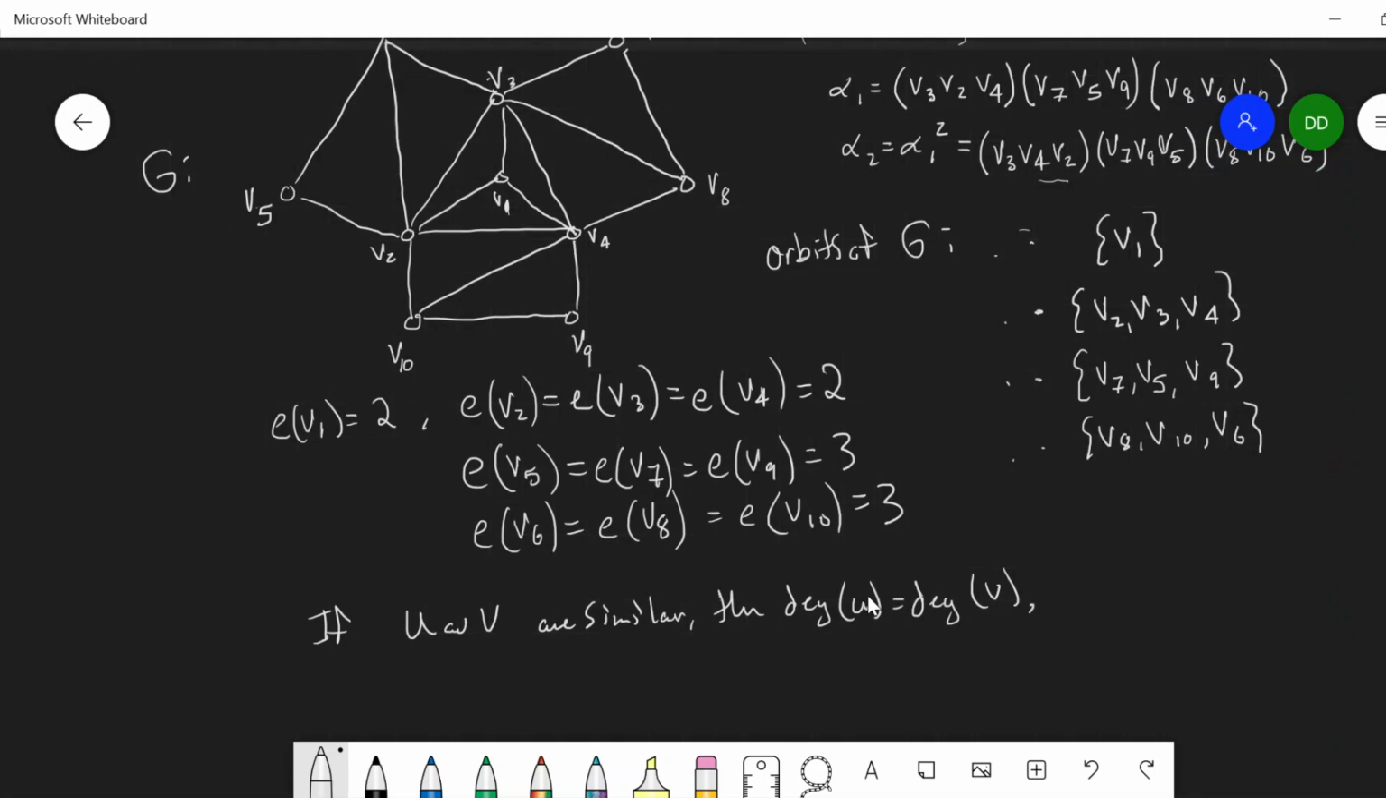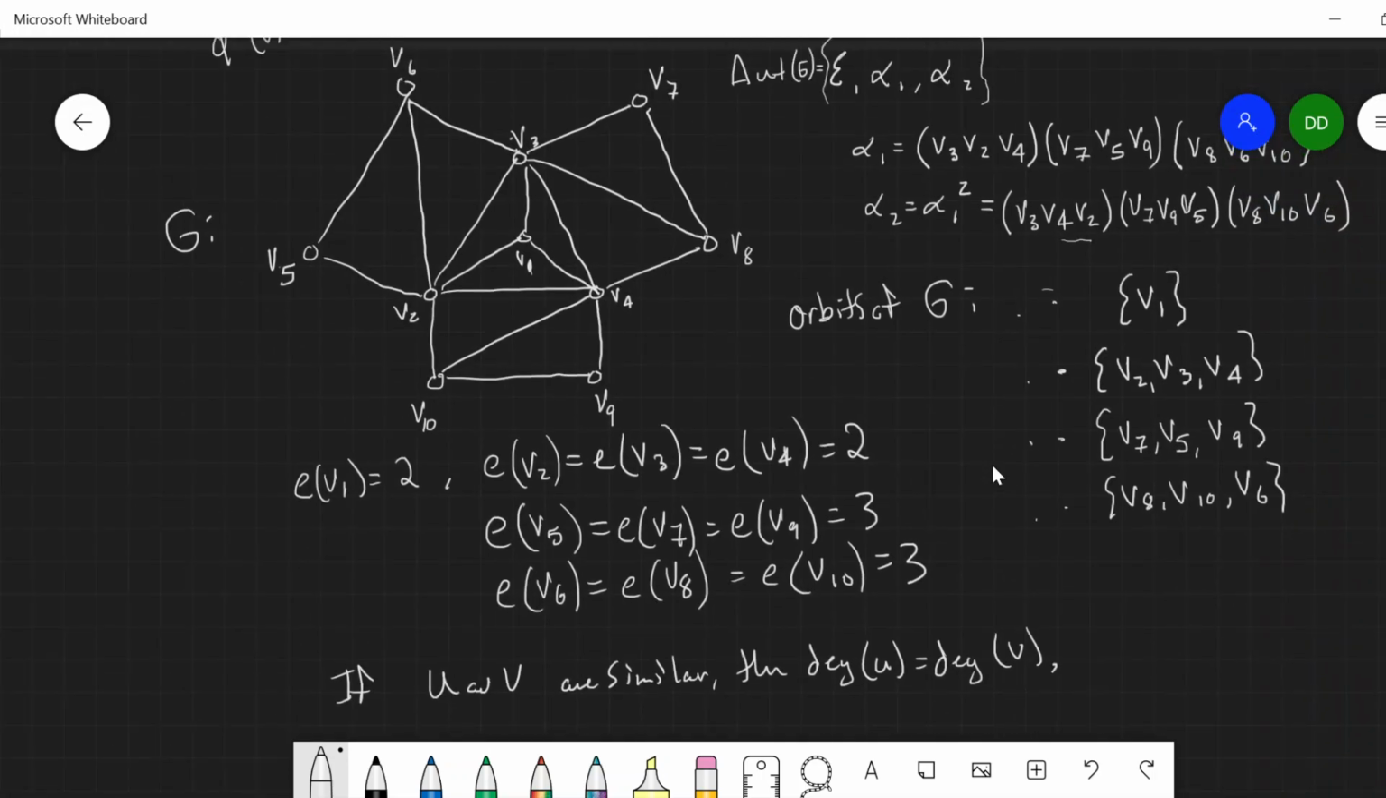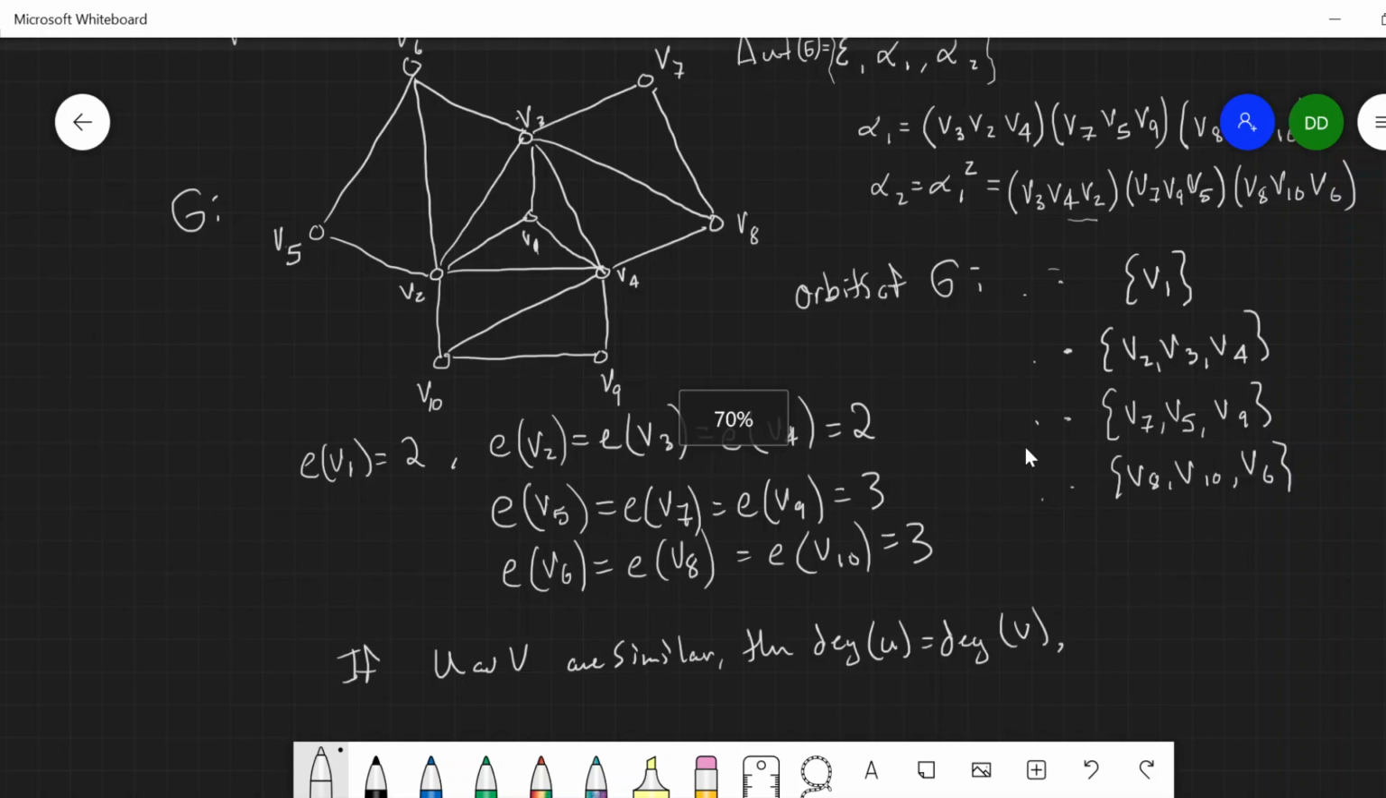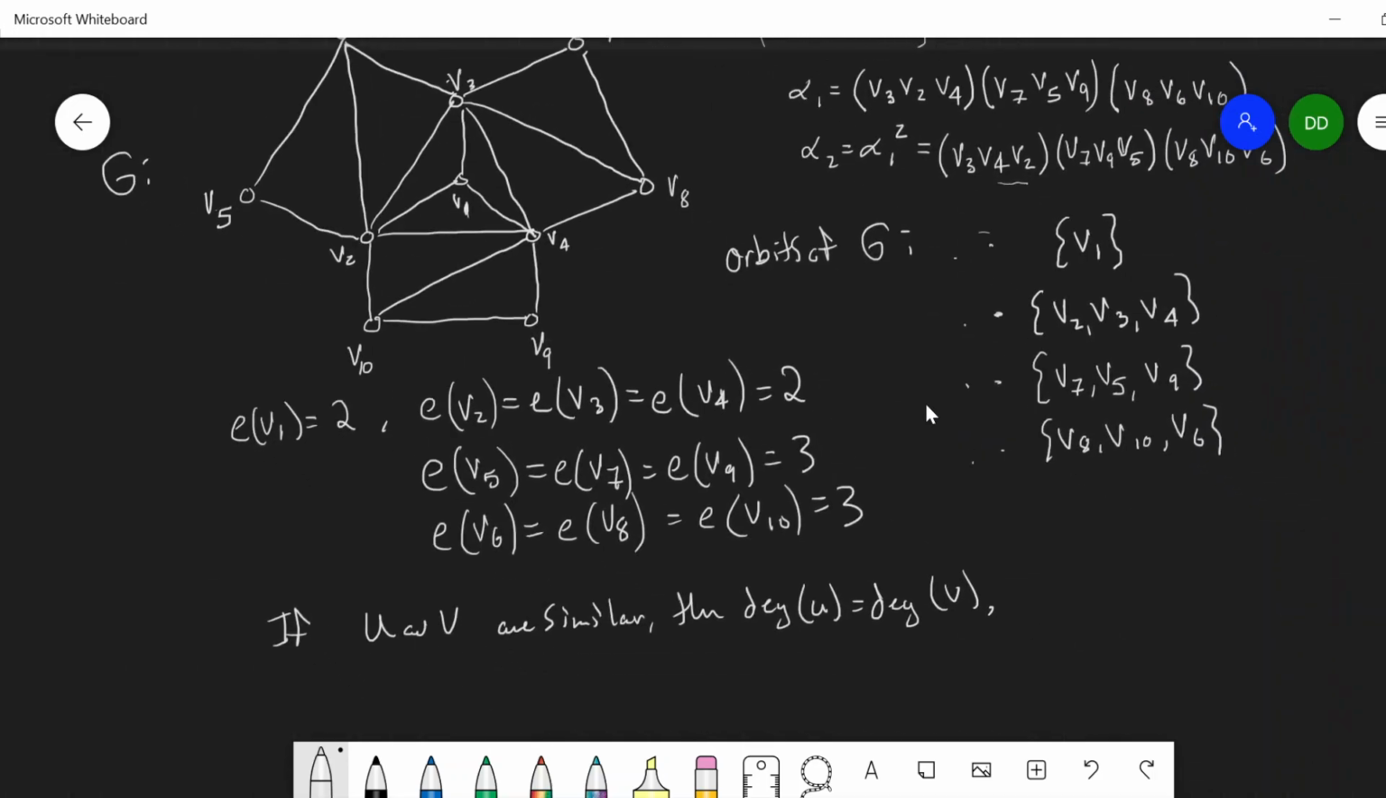Of course, the converse of this is not true. Just because two vertices have the same degree does not mean they're related. Same thing for eccentricity. Right here we see V5 and V6, for example, each have eccentricity 3, but they are not similar vertices, just like the degree. Okay, I think that's all I want to say here about orbits of vertices.